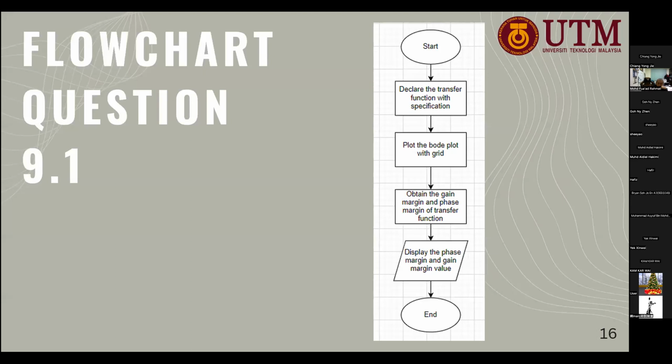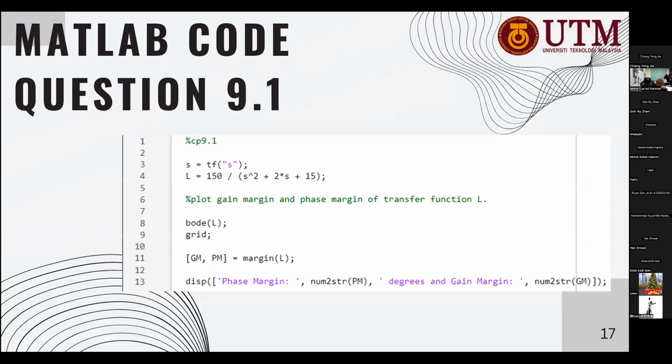First, we declare the transfer function in MATLAB, then we plot the Bode plot with the grid. Then we obtain the gain margin and the phase margin for the transfer function and display them. So this is the MATLAB code we wrote for this question. First, we declare the transfer function in lines 3 and 4. Then we plot the Bode plot and enable the grid on, in lines 8 and 9. Then we get the gain margin and phase margin. Then we display them in a string.